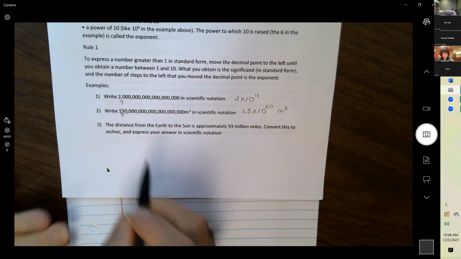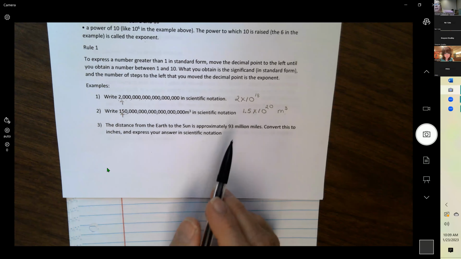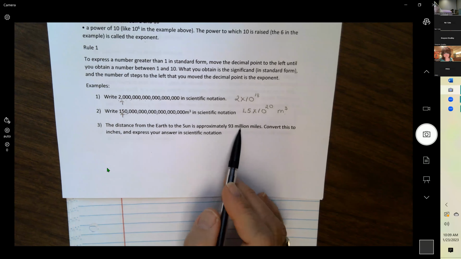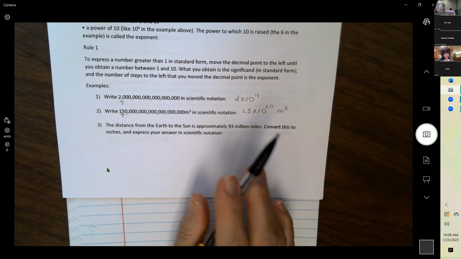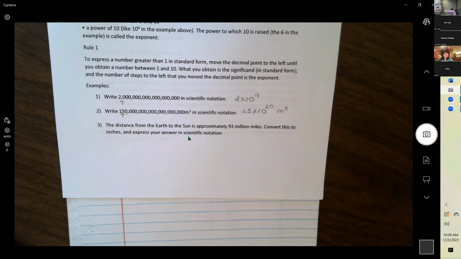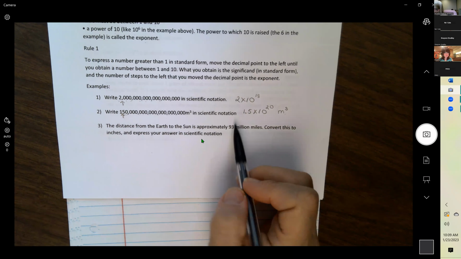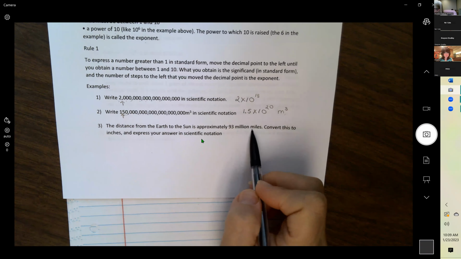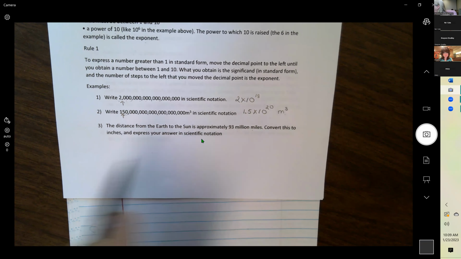Okay. Number 3, 93 million, and then miles. We do need miles because we're going to convert to inches first and then write it in scientific notation. So you want to take 93 million miles, convert it to inches, and then rewrite it.